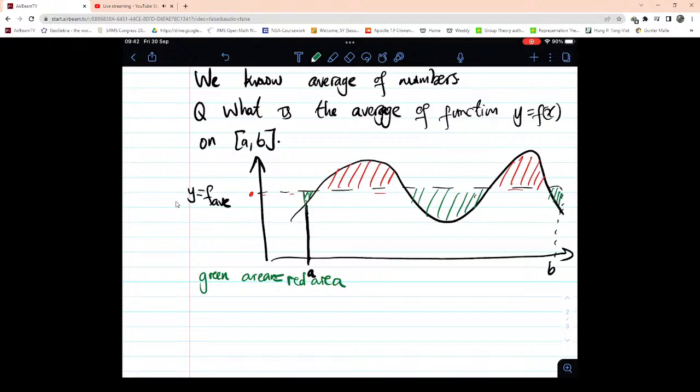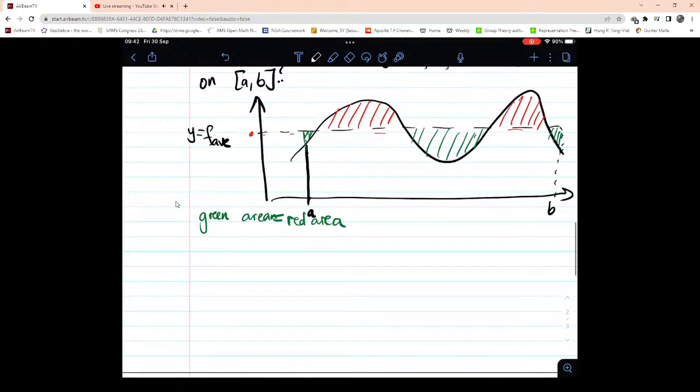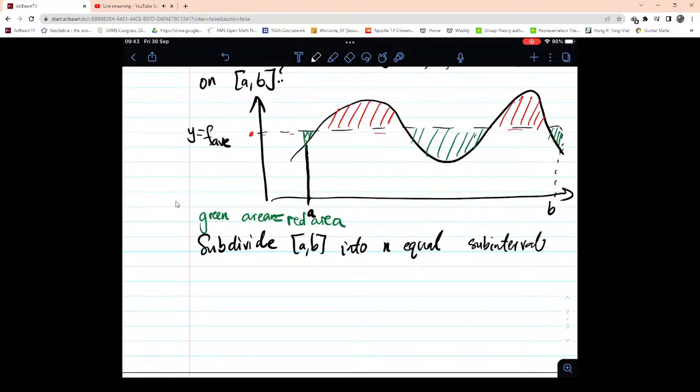Right. So how do we find the average of a function? That is our question there, such that what I've said happens, where the green area is equal to the red area. And so what we are going to do is subdivide a b into n equal subintervals. That's the first thing.